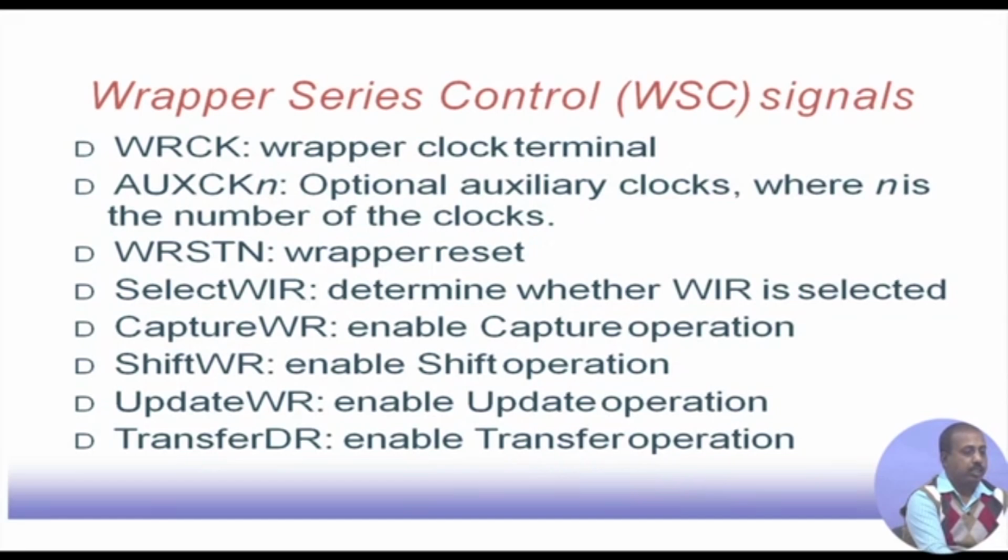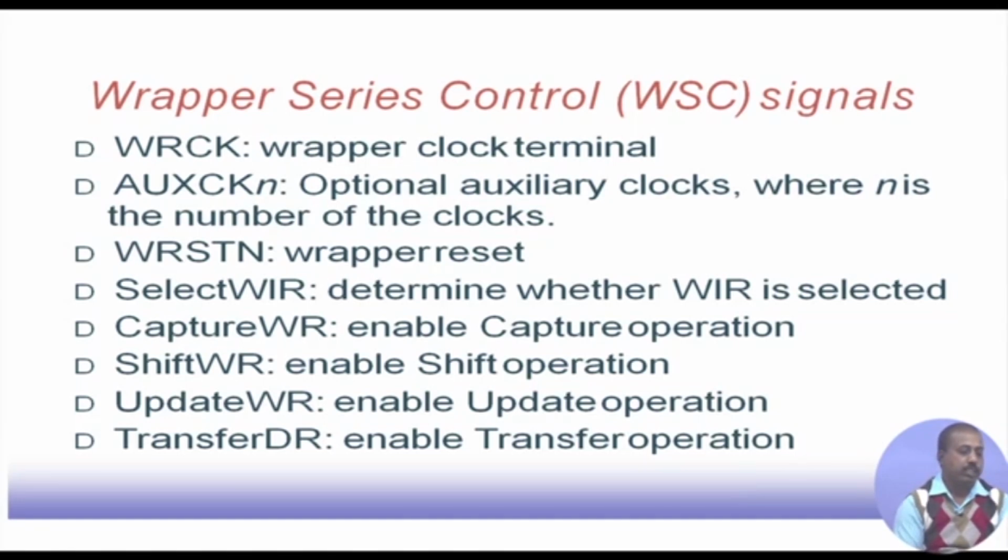Then this wrapper serial control signal, that is WSC, has a number of signals in it. WRCK is the wrapper clock, as the name suggests. Then there are a number of auxiliary clocks. These auxiliary clocks may be necessary for operation of certain shifting. Normally they are not used, but this provision has been kept so that if some auxiliary clock is needed for some operation, it can be taken care of.